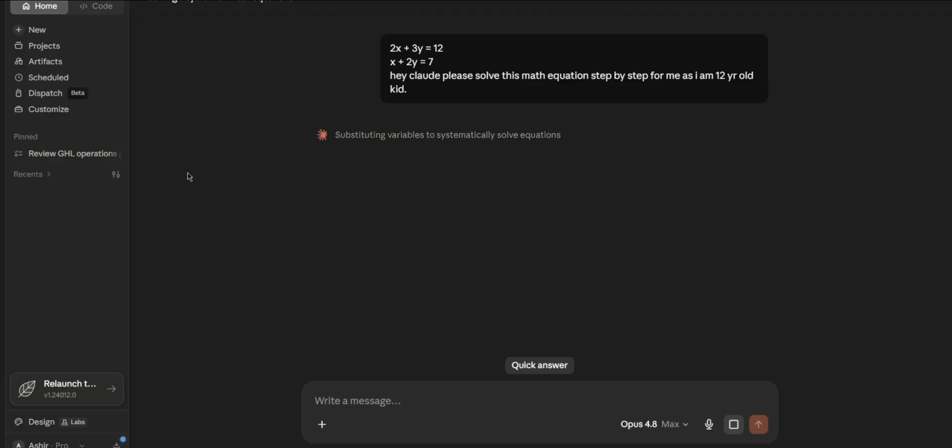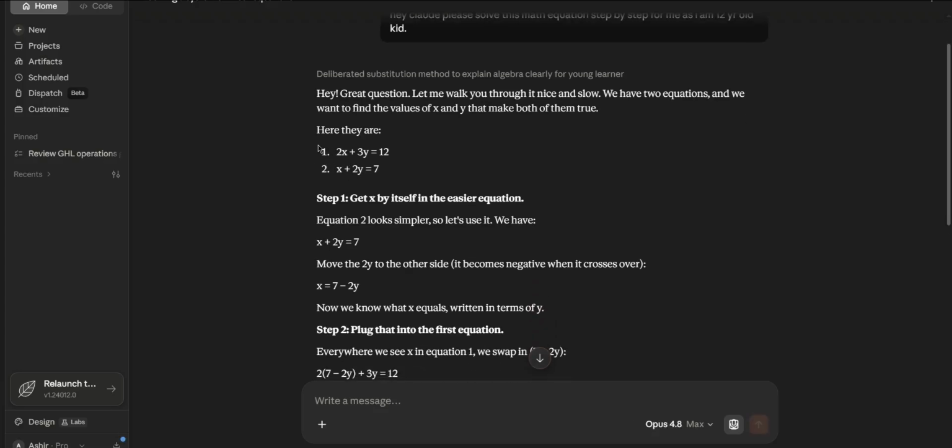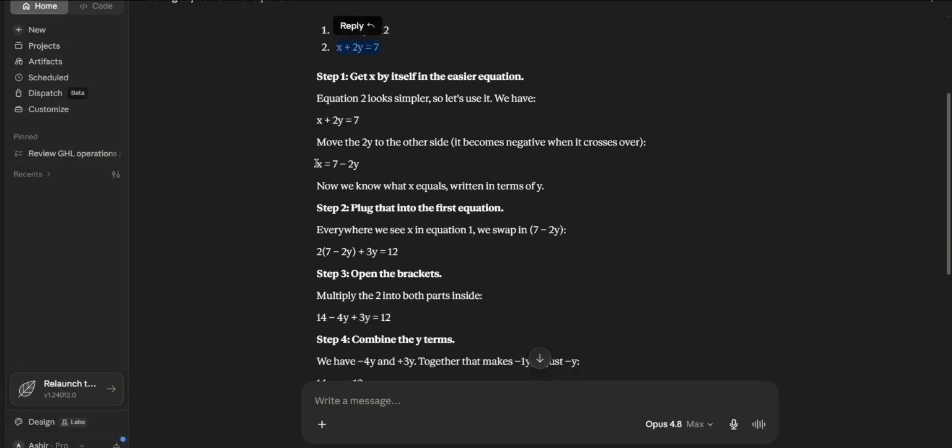Right now it is working on it, deliberately substituting method to explain algebra. And here you guys have it. Now here it has equation number 1 and equation number 2, where step 1 is to get x by itself in the easy equation, which is x plus 2y equals 7. Now we're working on equation number 2 first. Now we're going to put x on the left hand side.